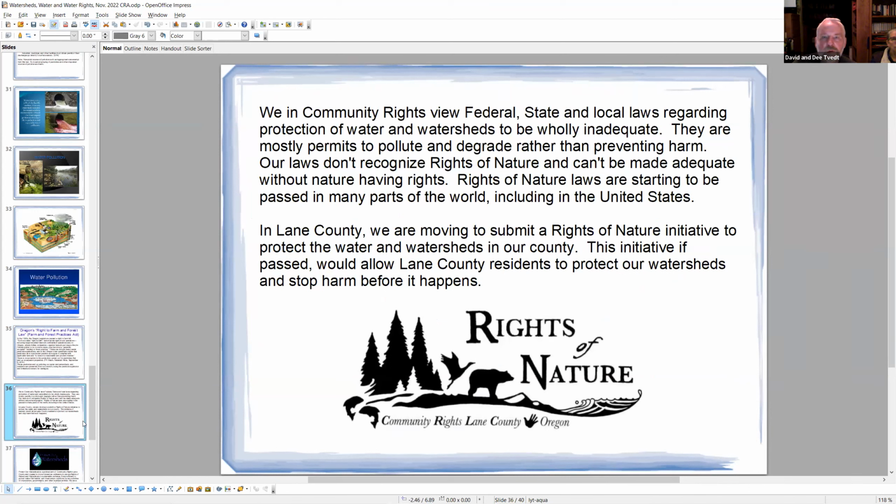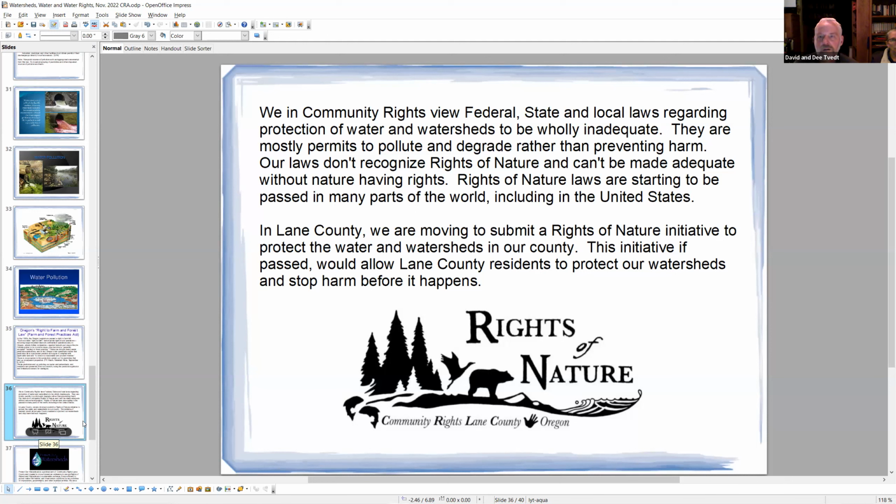And we in community rights view federal, state, and local laws regarding protection of water and watersheds to be wholly inadequate. They are mostly permits to pollute and degrade rather than preventing harm. Our laws don't recognize rights of nature and can't be made adequate without nature having rights.